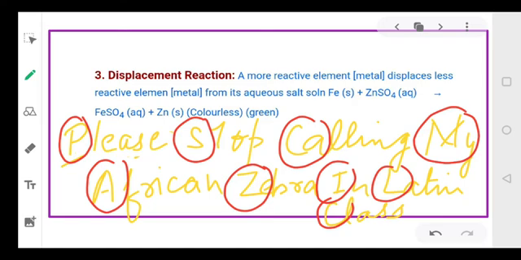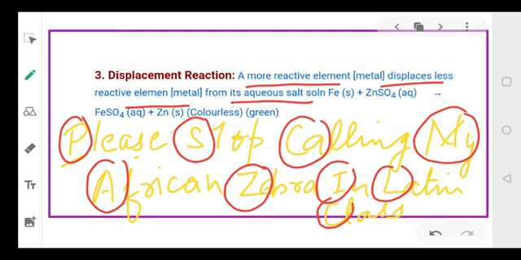So potassium is more reactive than sodium. Displacement reaction means a more reactive element will displace a less reactive element from its aqueous solution.